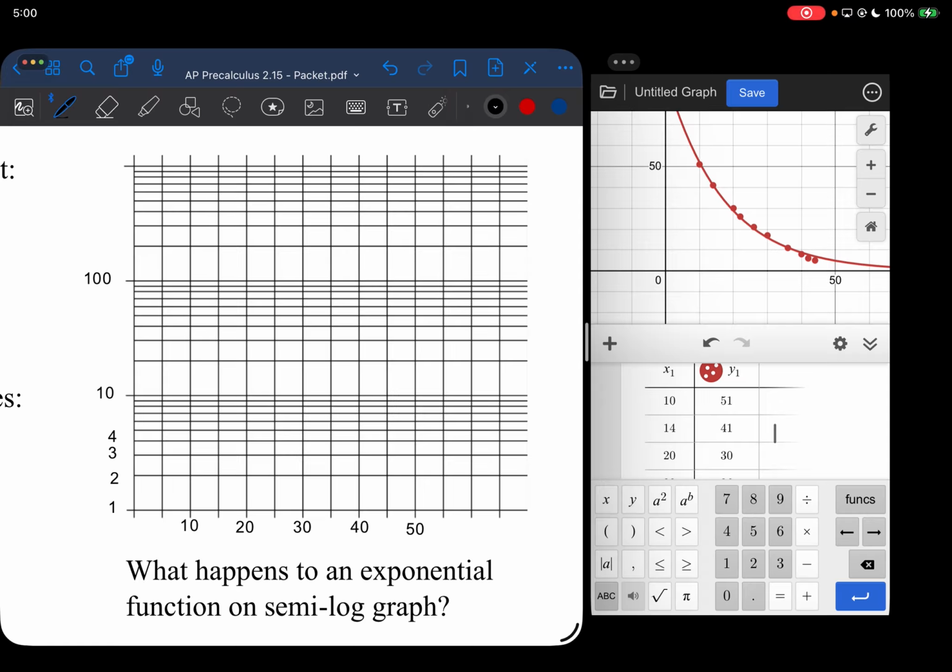So if I plot this now on this scale, we have 10, 51. So here's 10, and then we have 20, 30, 40, 50. So that's right about there. Then we have 14, 41. So that's going to be about there. At 20, 30. 22, 26. 26, 21.